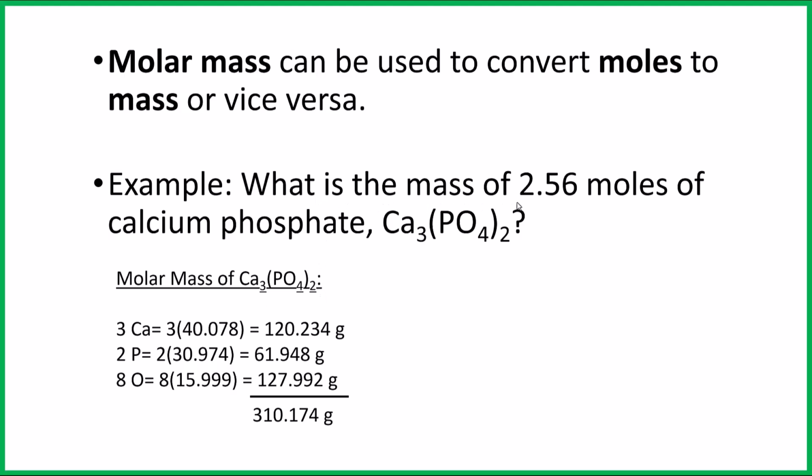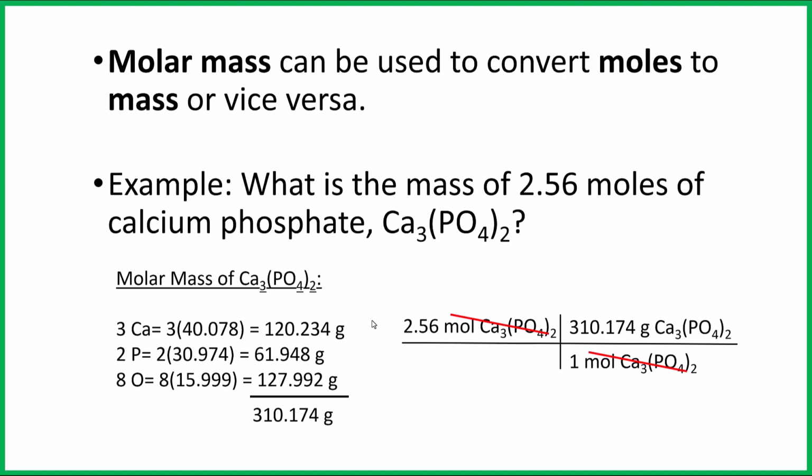So what is the mass of 2.56 moles of calcium phosphate? This is the mass of 1 mole of calcium phosphate. How do we figure out what 2.56 moles of calcium phosphate is? Well, we use our known quantity from the question, 2.56 moles, and we use our conversion factor of 310.174 grams per 1 mole for calcium phosphate, because this is the molar mass. So that means this amount of mass per 1 mole. And we put the moles on the top here, so there's going to be moles on the bottom here. That's how we know which way this conversion factor is written.